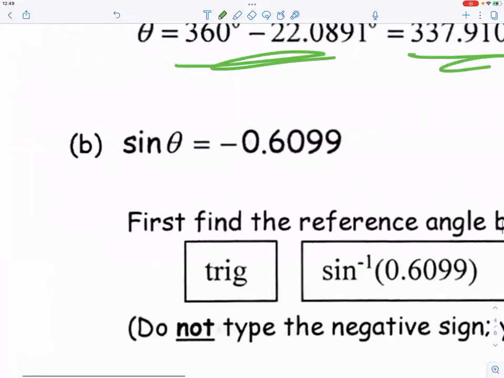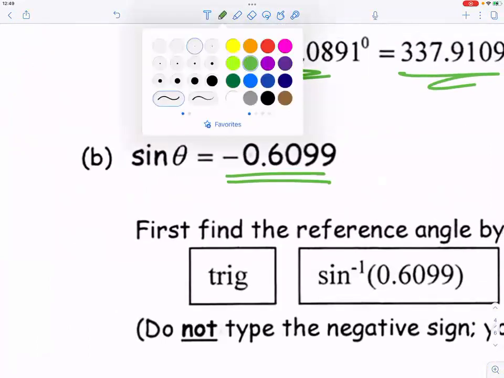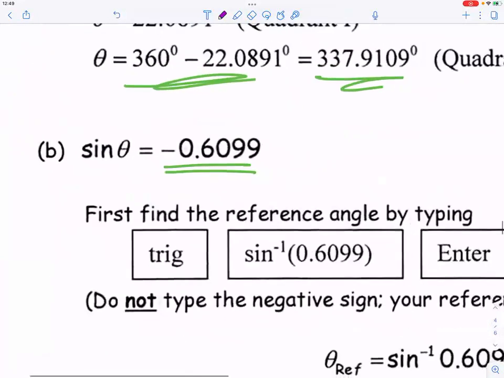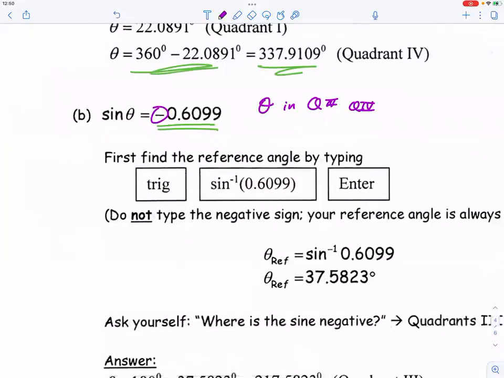Now, if you look at part B, you look at this number. Sine theta, it happens to be negative. So what does it tell us? What does the negative tell us? Quadrant 4 and quadrant 3. So we say, oh yeah, it's in quadrant 3 and quadrant 4. That is the job of the negative. And when we try to find the reference angle, you can ditch the negative and just find the reference angle.